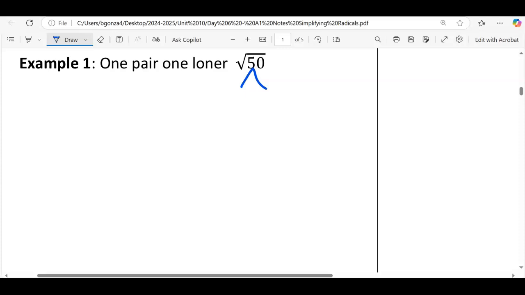So here's the question. Does 50 divide by 2? And I'll tell you, if it's even, the answer is always yes. 50 is even, it ends in a 0. So here's what we're going to write. 2 times what is 50? 2 times 25.